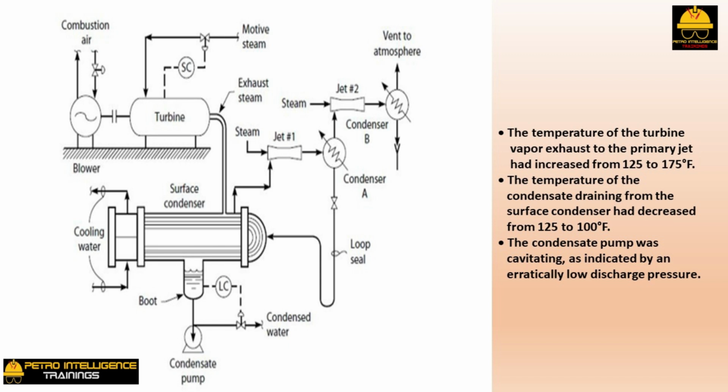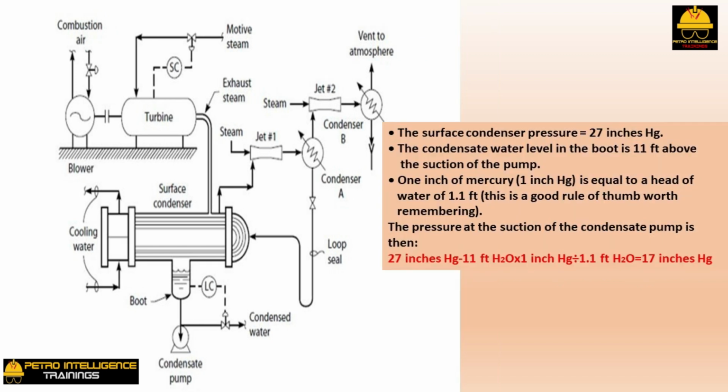For example, let's assume the following for the picture. The surface condenser pressure equals 27 inches mercury. The condensate water level in the boot is 11 feet above the suction of the pump. 1 inch mercury is equal to a head of water of 1.1 feet. This is a good rule of thumb worth remembering. The pressure at the suction of the condensate pump is then 27 inches mercury minus 11 feet H2O times 1 inch mercury divided by 1.1 feet H2O, equals 17 inches mercury.